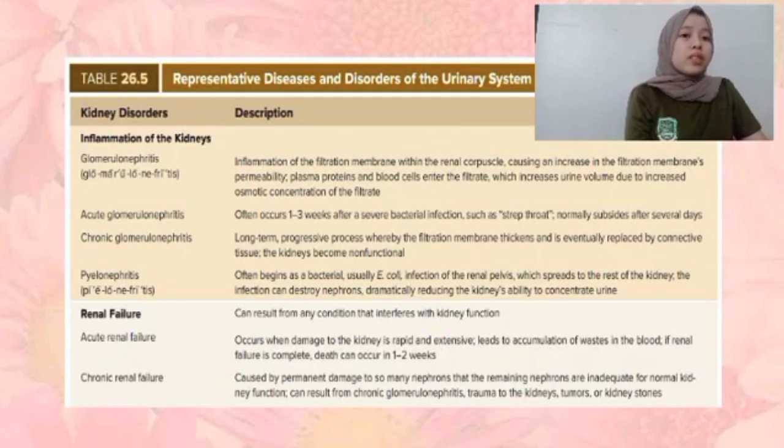Here in table 26.5 are the representative diseases and disorders of the urinary system. In the kidney disorders, there is inflammation of the kidneys and renal failure. In the inflammation of the kidney, first is glomerulonephritis. It is inflammation of the filtration membrane within the renal corpuscle, causing an increase in the filtration membrane's permeability. Plasma proteins and blood cells enter the filtrate, which increases urine volume due to increased osmotic concentration of the filtrate.